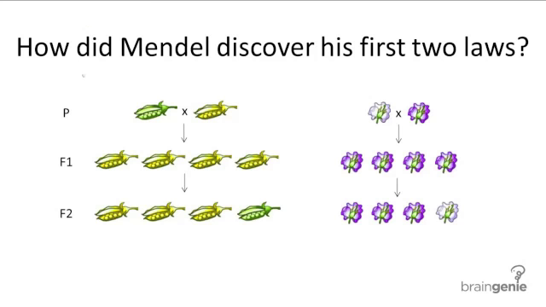Mendel's first two laws of inheritance are known as the law of dominance and the law of segregation. And how exactly did he discover these two laws? Well, while experimenting with his peas, Mendel discovered that, lo and behold, when he crossed pea plants with different traits together, only one of the traits would show up in the offspring. For example, when he crossed green pea pods with yellow pea pods, they would only produce yellow pea pods.